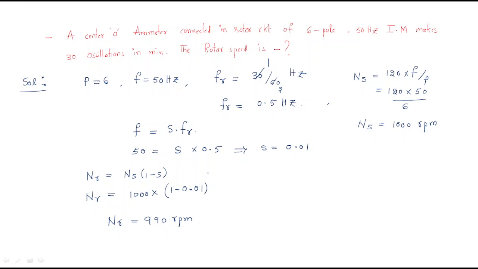Okay, this is the general formula. The important thing is that whenever it is a frequency meter, ammeter or galvanometer, and he directly mentions 30 oscillations per minute, whenever he mentions the oscillation, you directly write the rotor frequency in terms of that value, then you will get this value.